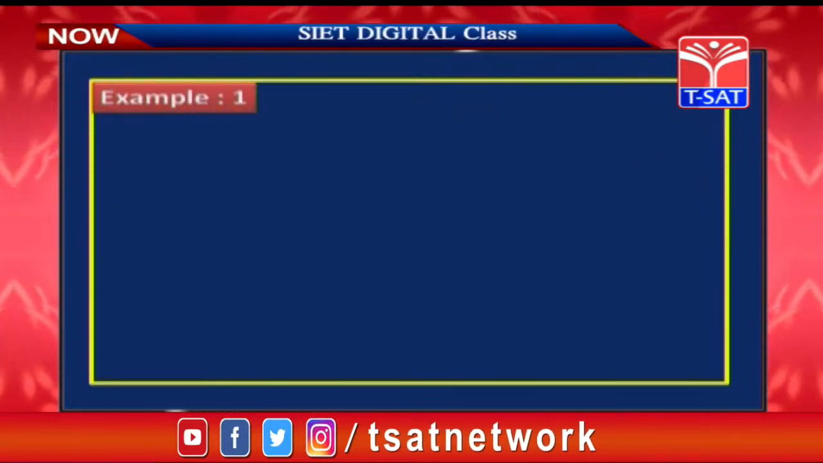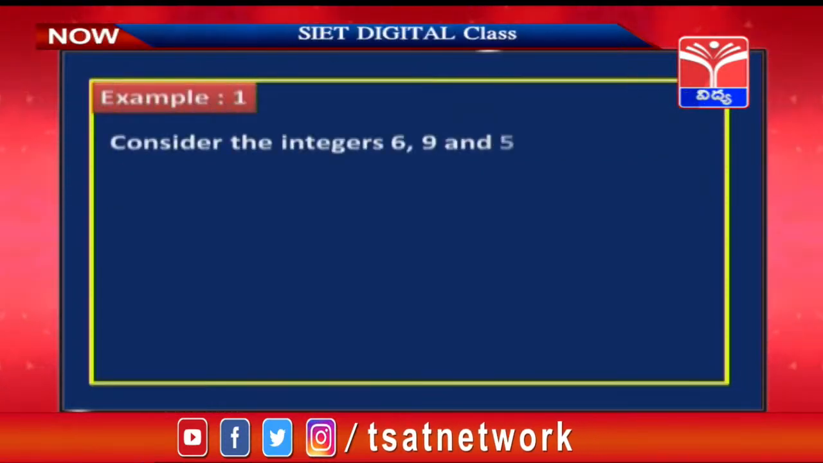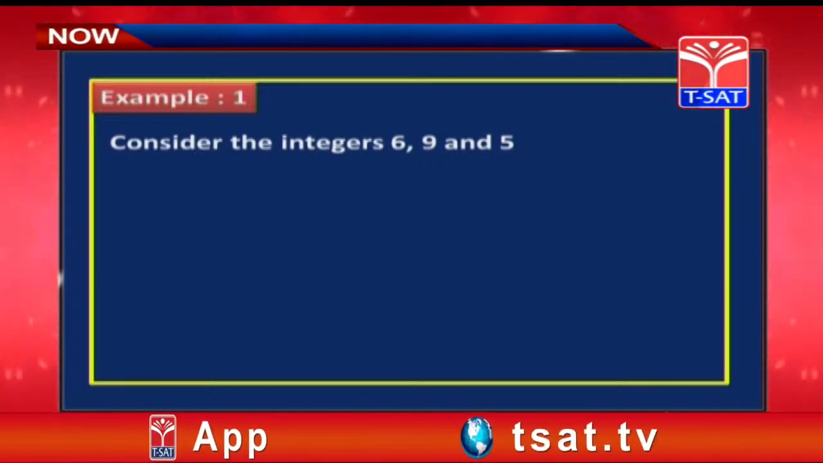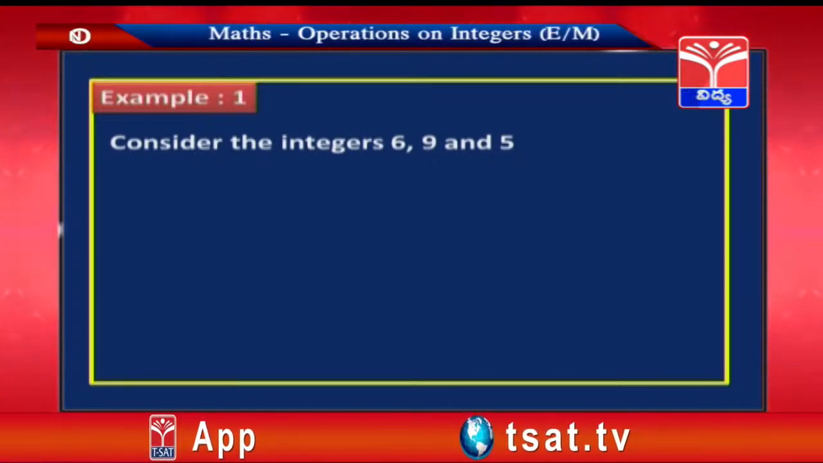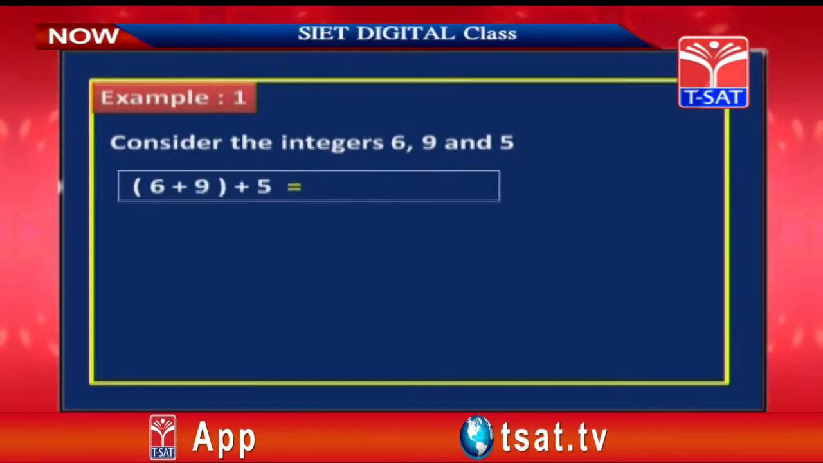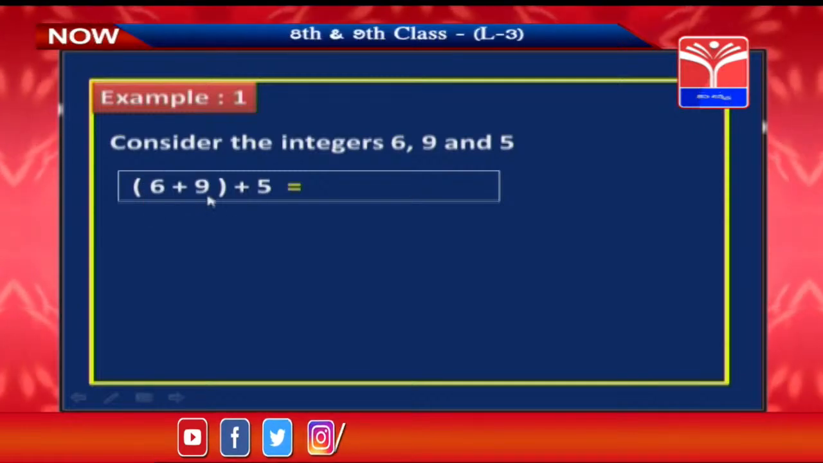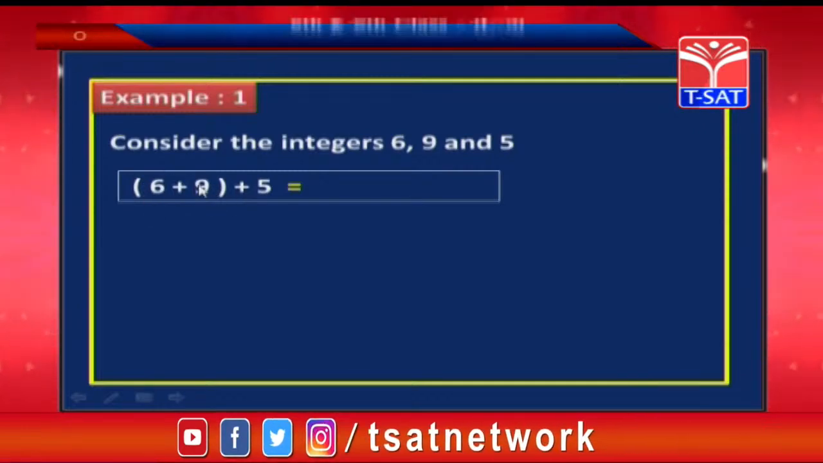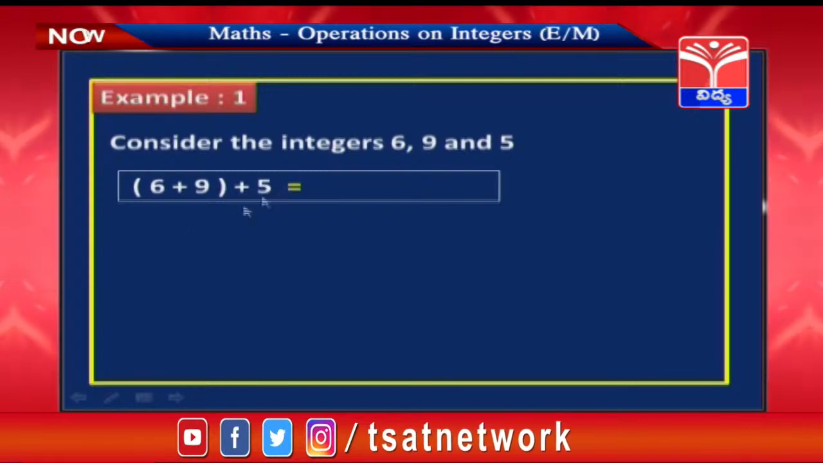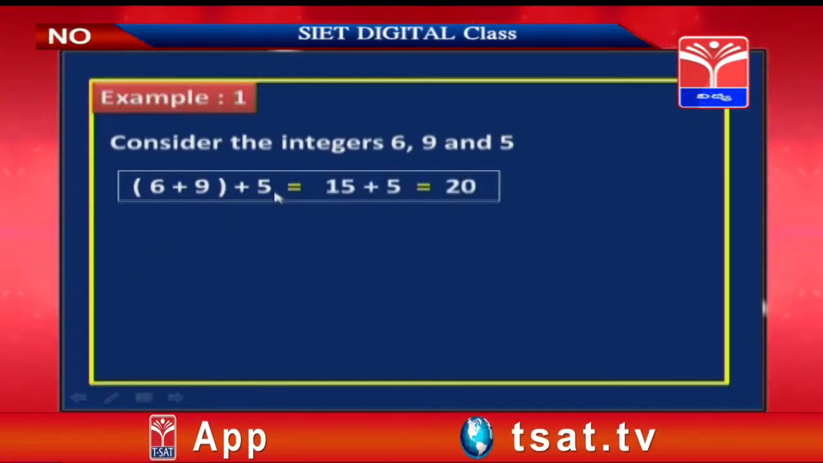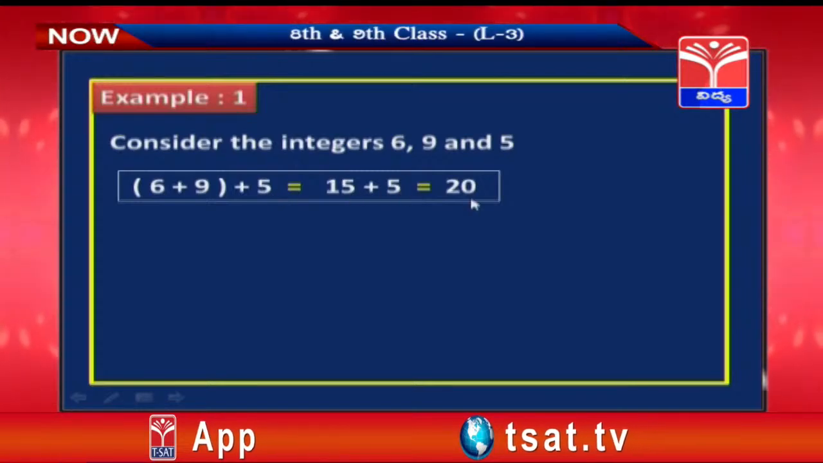Let us take an example here. The first example, consider the integers 6, 9 and 5. I am taking here three integers, 6, 9 and 5. Let us add these integers as shown. First I am taking 6 plus 9 in brackets, that means first I am going to add these two integers, 6 and 9, and with the result the next one. So, what do you get, children? Yes, 6 plus 9 is 15, plus 5. When I add these two again, I will get 20.